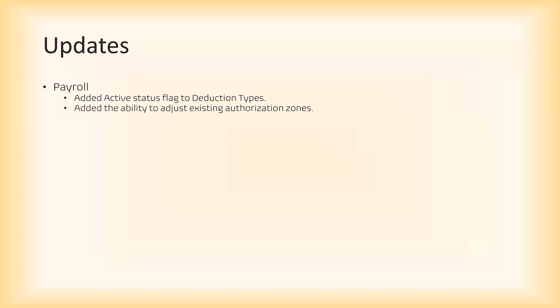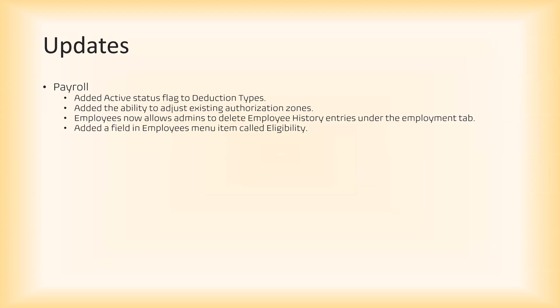We added the ability to adjust existing authorized zones by typing the coordinates in the bottom box. We now allow admins in Cogitate to delete employee history entries under the employment tab. We added a field in the employees menu item called eligibility. This field is found next to the license field in the personnel tab.